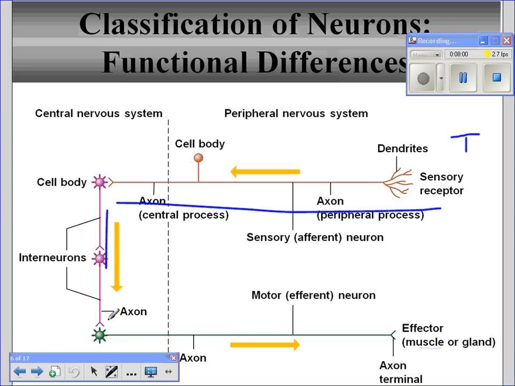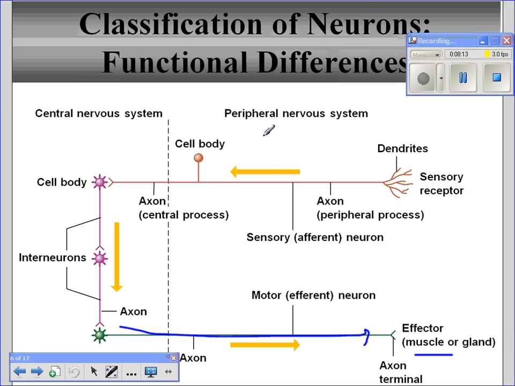We generate a reflex activity. It comes down the spinal cord, and then we have a motor neuron leaving the spinal cord going to your leg muscles, causing you to pick your foot up off that tack. So that's kind of the pathway. And so we're going to look at the functional differences between these three types of neurons: the sensory neuron, the interneuron, and the motor neuron.